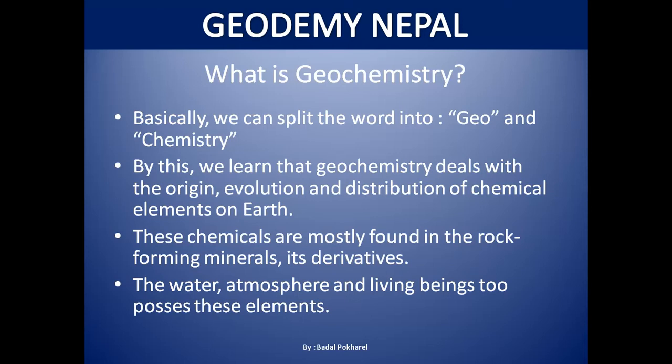We have read that there are three interior parts of the earth: crust, the outermost, mantle, and the core, which is the innermost. So these things are composed of certain chemical components. What we do in geochemistry is we take a reference of an element and then we study the origin based on that element or the combination of the elements, that is the compound. So these chemicals are mostly found in the rock forming minerals and their derivatives.